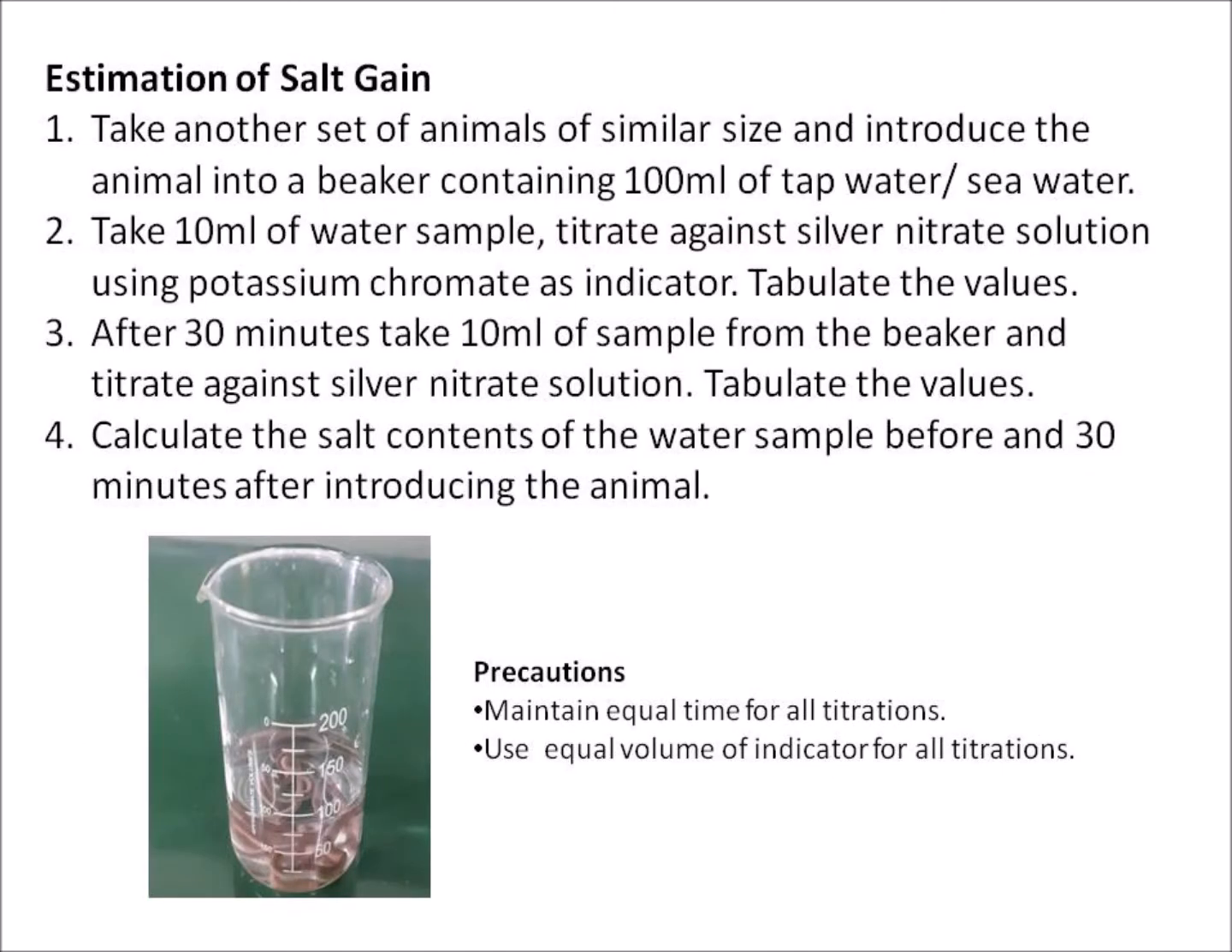Next is estimation of salt gain. Take another set of animals of similar size and introduce them into a beaker containing 100 ml of tap water or seawater. Take 10 ml of water sample, titrate against silver nitrate solution using potassium chromate as indicator before introducing the animal, and tabulate the initial values. After 30 minutes of introduction of the earthworms, take 10 ml of sample from the beaker and titrate with the silver nitrate solution, that is the final value.